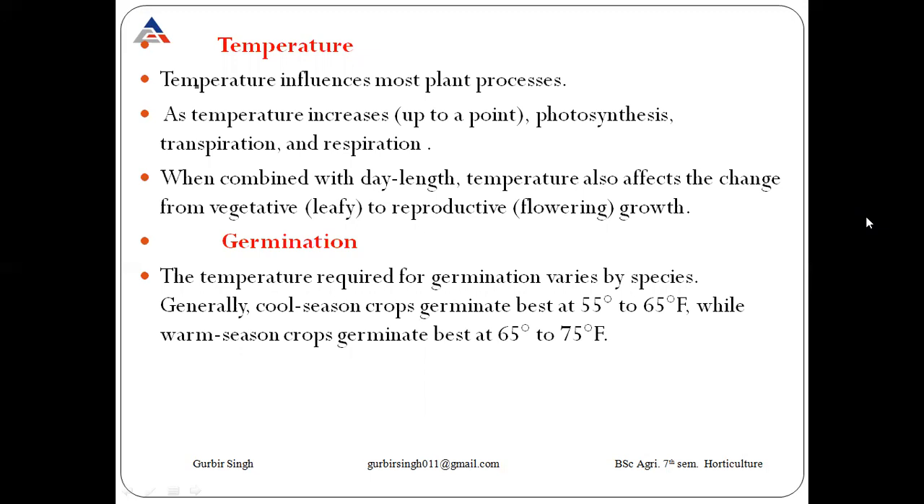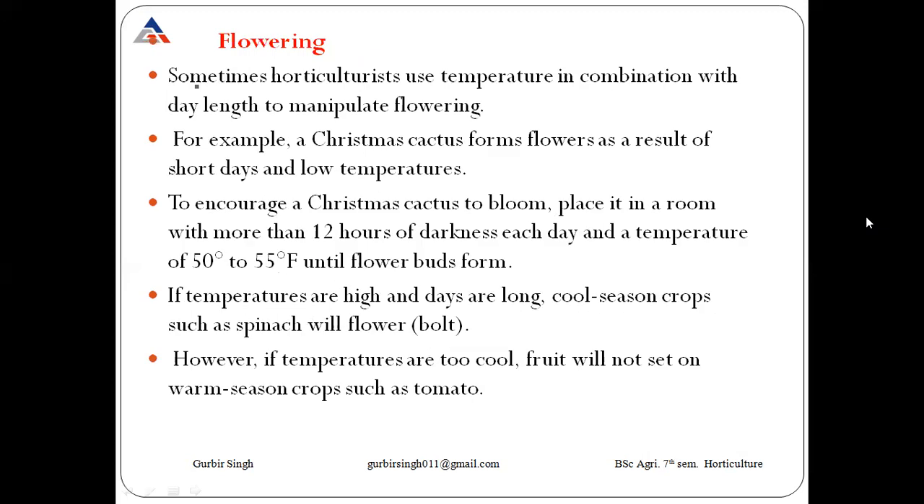Next is germination. The temperature required for germination varies by species. Generally, cool season crops germinate best at 55 to 65 degrees Fahrenheit, while warm season crops germinate best at 65 to 75 degrees Fahrenheit.